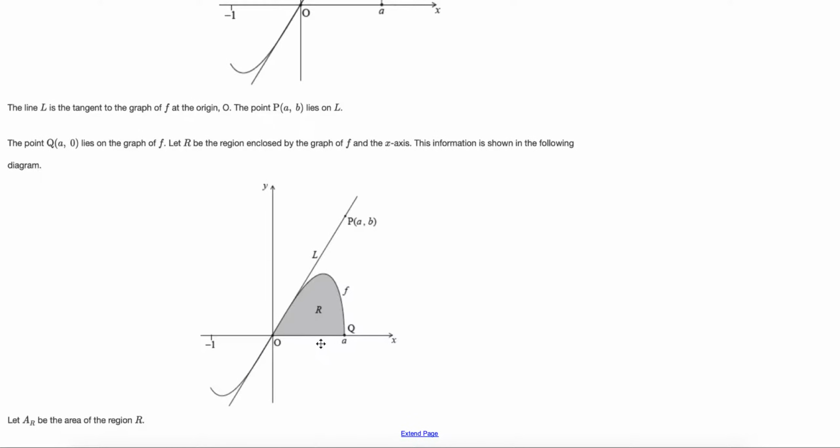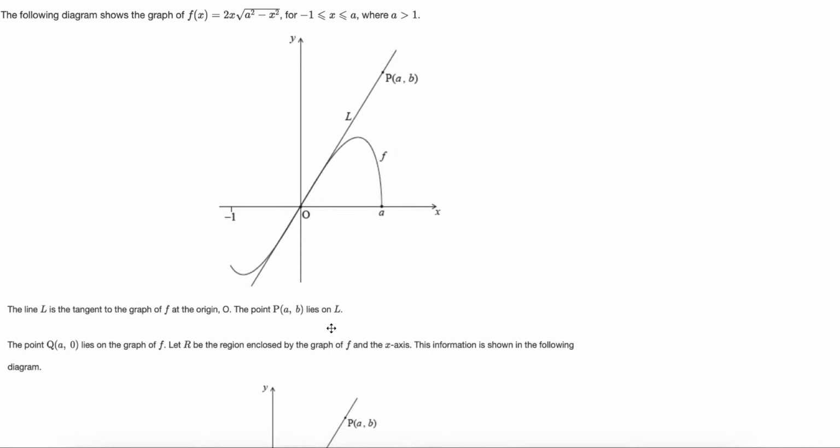So Q is here, and R is the region enclosed by the function and the x-axis. So we'll be using all of this information as you expect in later questions. And at the bottom here it says, let AR be the area of the region R. So all this information will be used later.